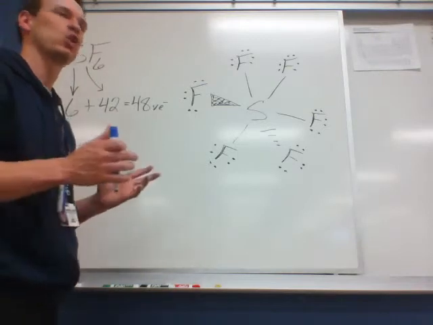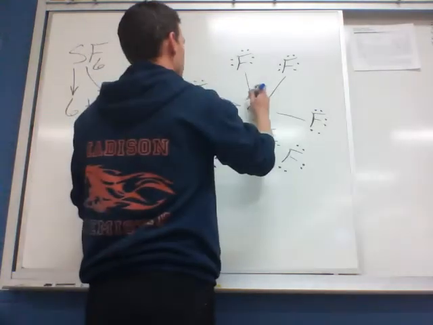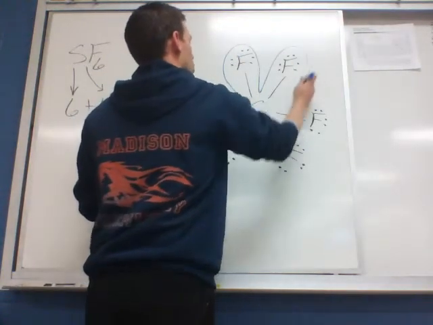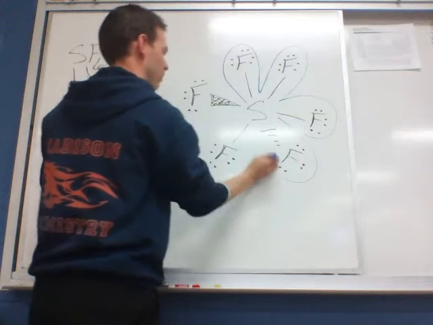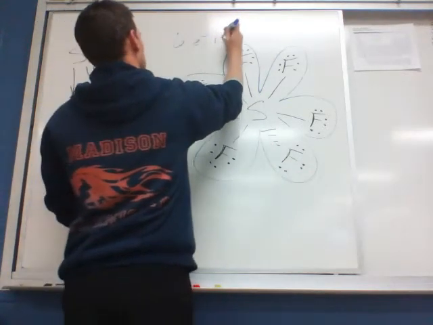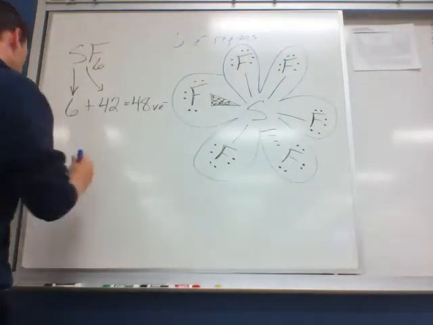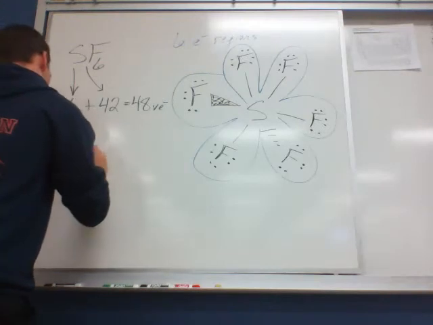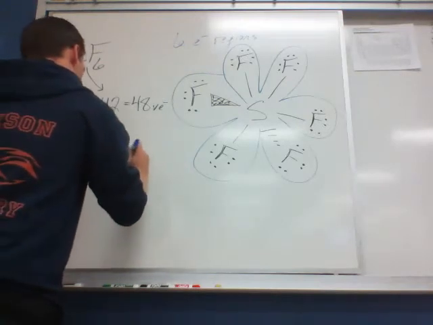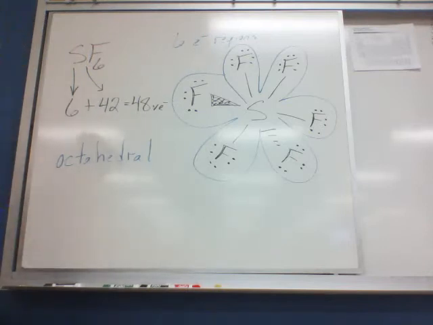let's see how many electron regions there are. Again, you don't have to draw this flower thing. I'm just being dramatic. But I see 1, 2, 3, 4, 5, 6 electron regions. And anytime that's true, it's octahedral. That's your final new shape for the day. This is octahedral.